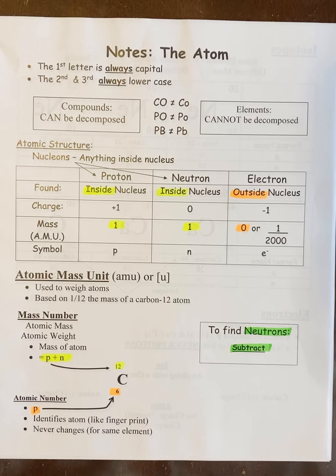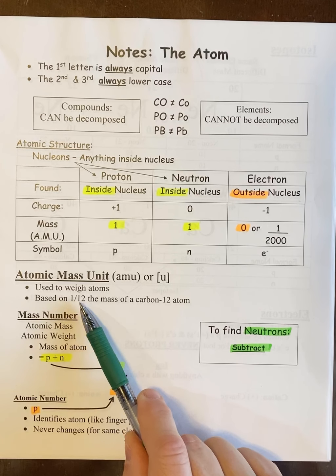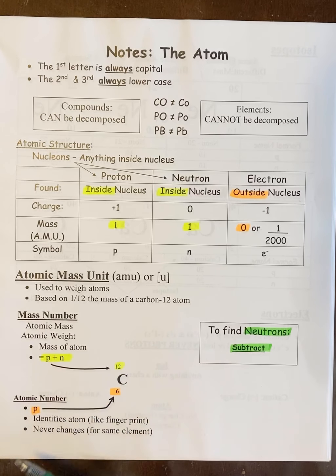It's basically a specialty unit that was designed for weighing atoms, because working in grams or kilograms is just too cumbersome since atoms are so small. The exponents would be 1 times 10 to the negative 20-something, and so it's just too difficult to use. So we made up a new set of weight just to make adding up atoms easy. It's used to weigh atoms, and it's based on 1/12 the mass of carbon-12. So be careful of that.